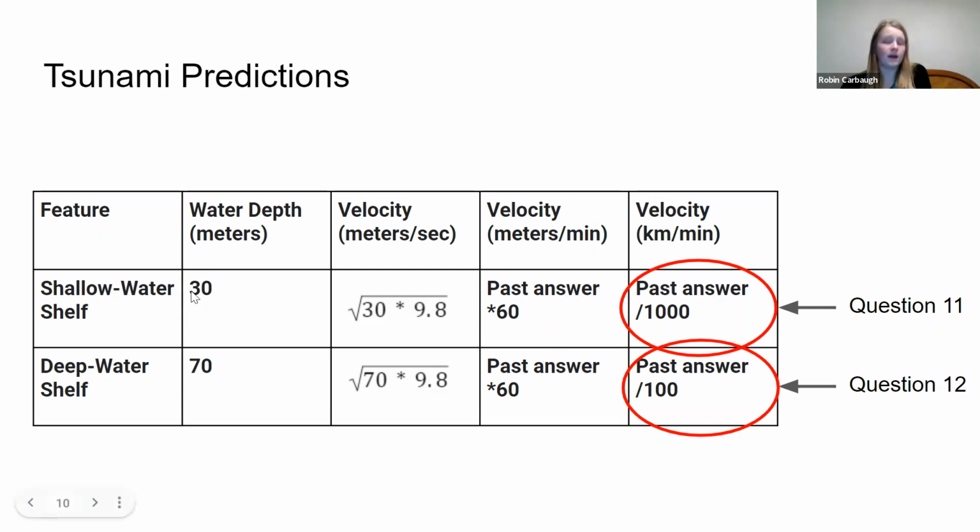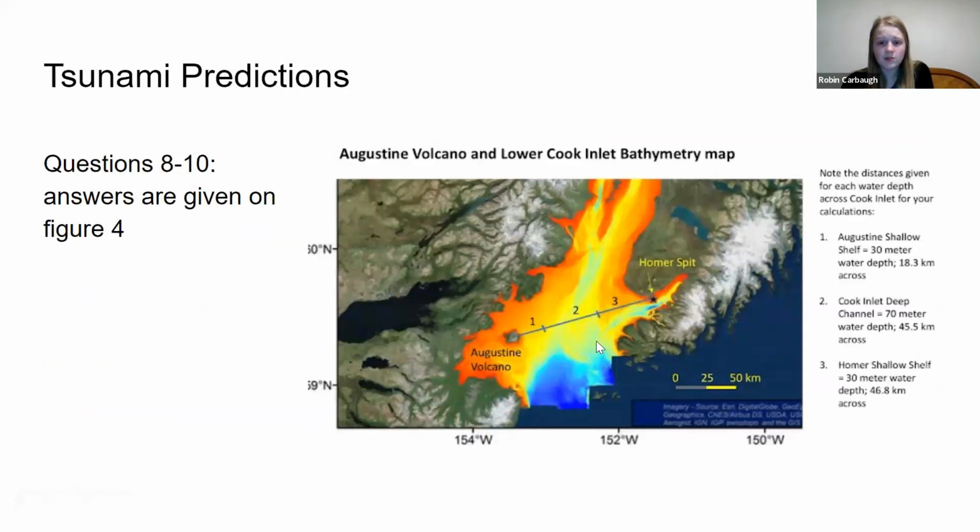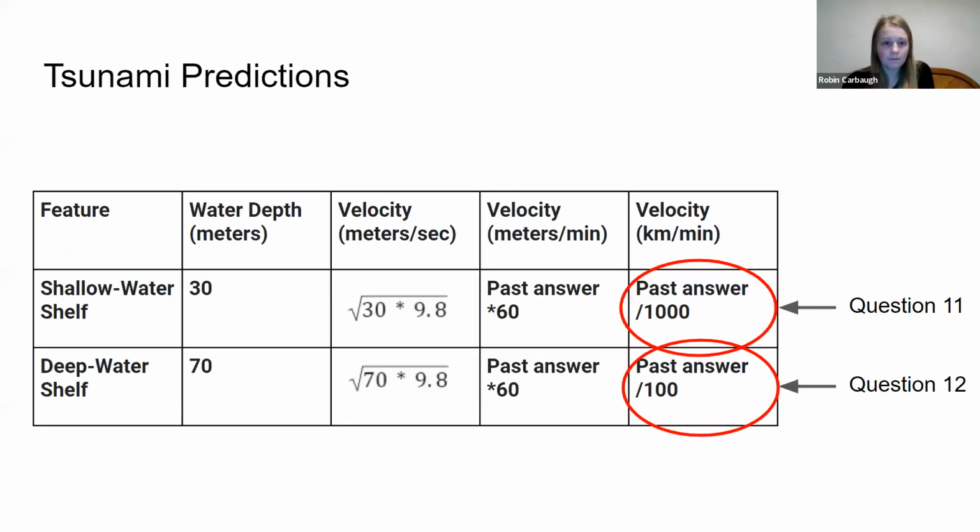And because, as I pointed out here, we're dealing with two different depths, 70 meters versus 30 meters, the velocity will be different depending on that depth. So we have to do two different calculations, one for 30 and one for 70. And so we can do that calculation, and then we can convert meters per second to meters per minute by multiplying by 60. And then from there, we can get it into kilometers per minute by dividing that answer by 1,000. And doing that will get us question 11 and 12.